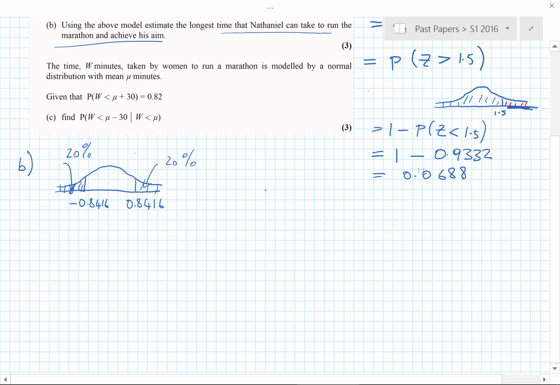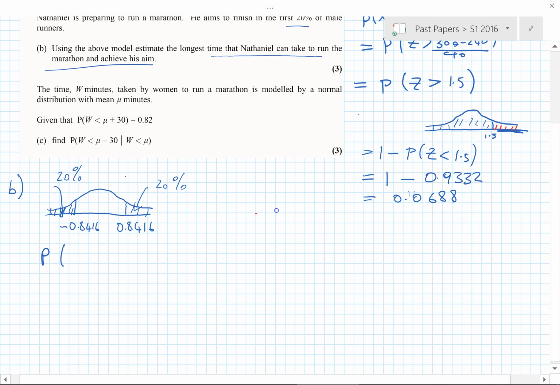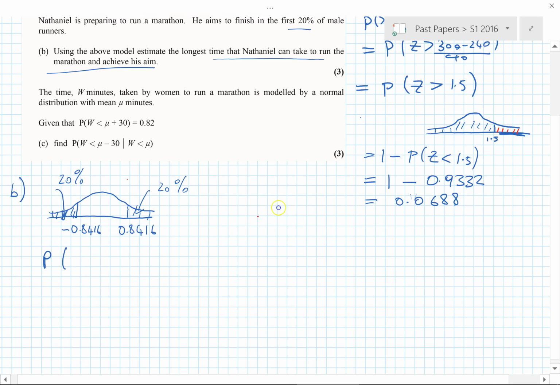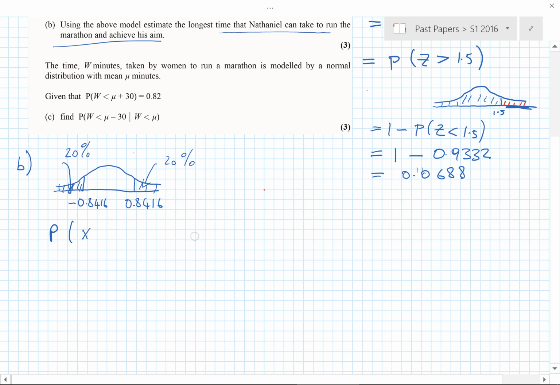So let's write this up a little bit formally. Let's call the time n that Nathaniel takes. So we can say the probability that x, the time taken, is less than n is what we're looking for, because it's got to be at a certain time or quicker, and we need that to be equal to 20%.